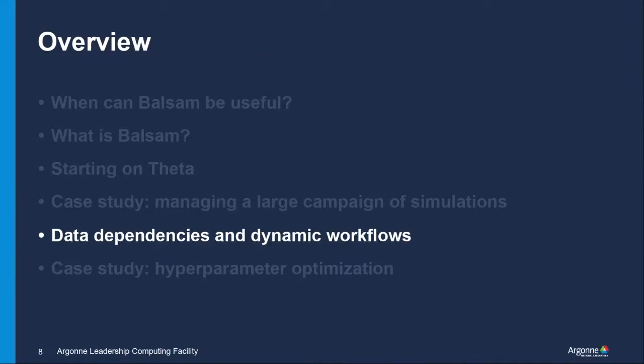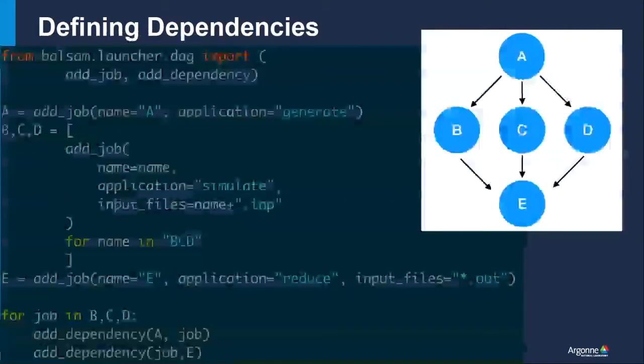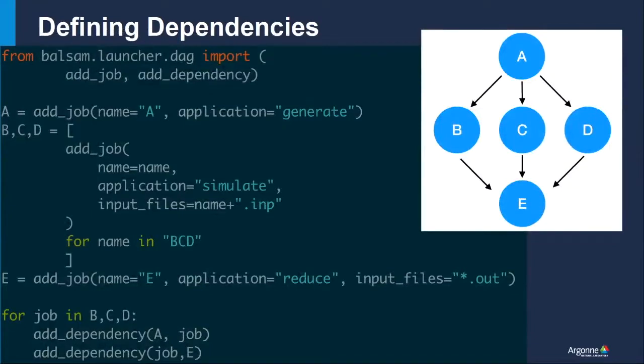Yeah, so now I'll go a little bit into some features that you can use to add dependencies and dynamic attributes to your workflow. This is just a really brief example, but if you have some DAG describing the data flow in your job, it's very easy to use this add dependency function in the DAG module of Balsam.